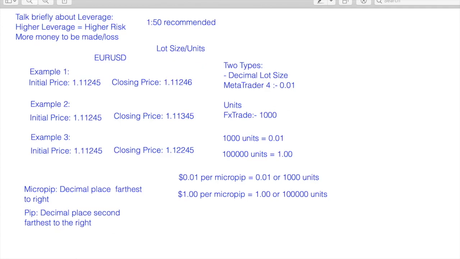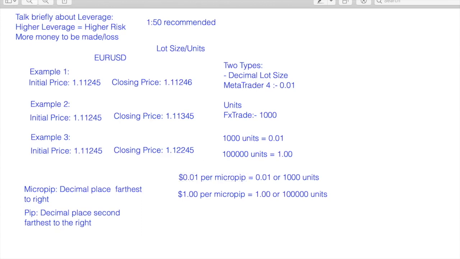Now, so that's just 1,000 units as well. So if you buy it at 1,000 units in terms of lot size, this still equates to 0.01, because you would divide this by 100,000 units. That'll give you 0.01, which is just 1 cent per micropip, and it'll go up by 1 cent, right?